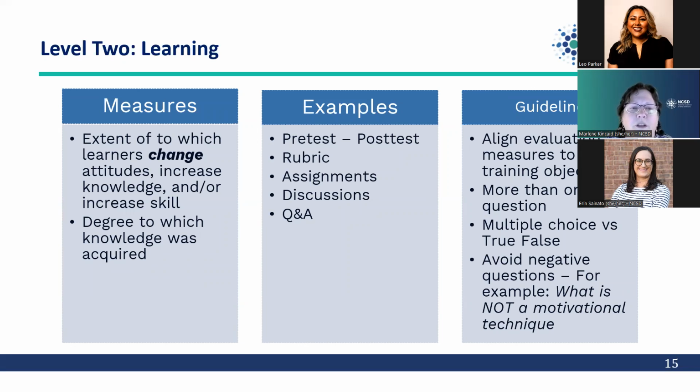For the level 2 learning, some guidelines are aligning the evaluation measures to the training objectives. Also asking more than one question. And if you are going to use a formal type of assessment or test, focus on multiple choice versus true and false. This adds more critical thinking for the learner. And also avoid negative questions. For example, what is not a motivational technique? This is considered a guideline because you don't want to know what the learner doesn't know. You really want to focus on what the learner does know.